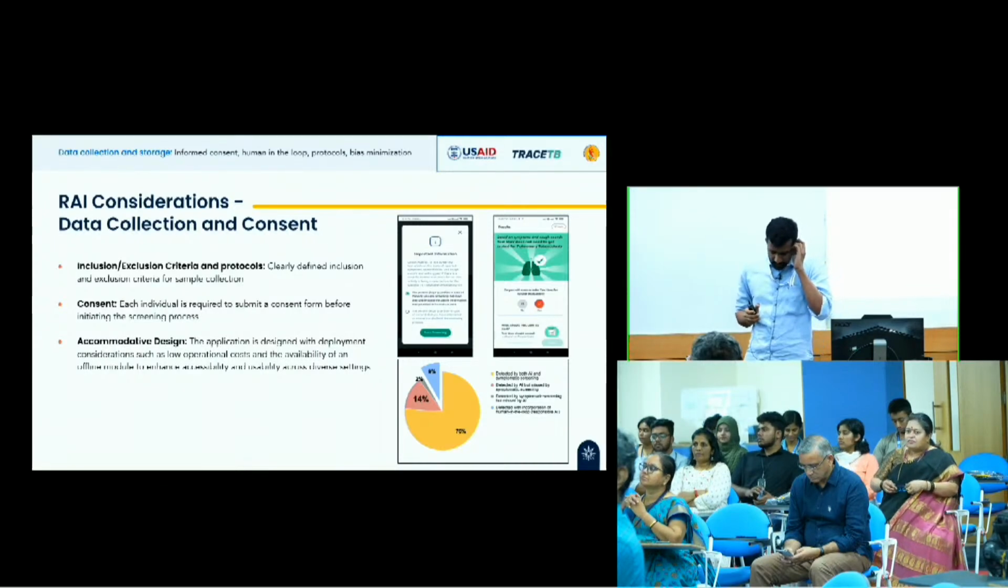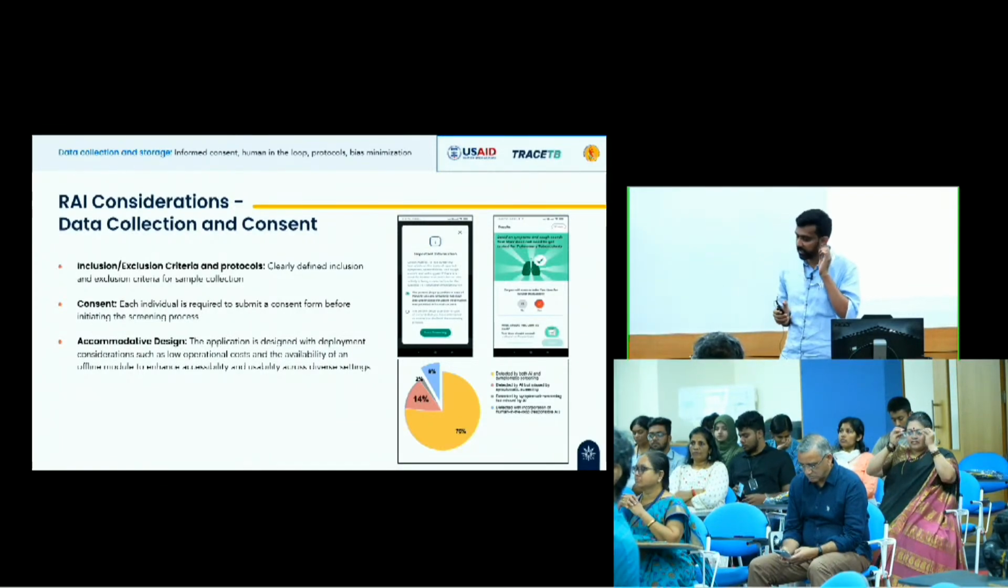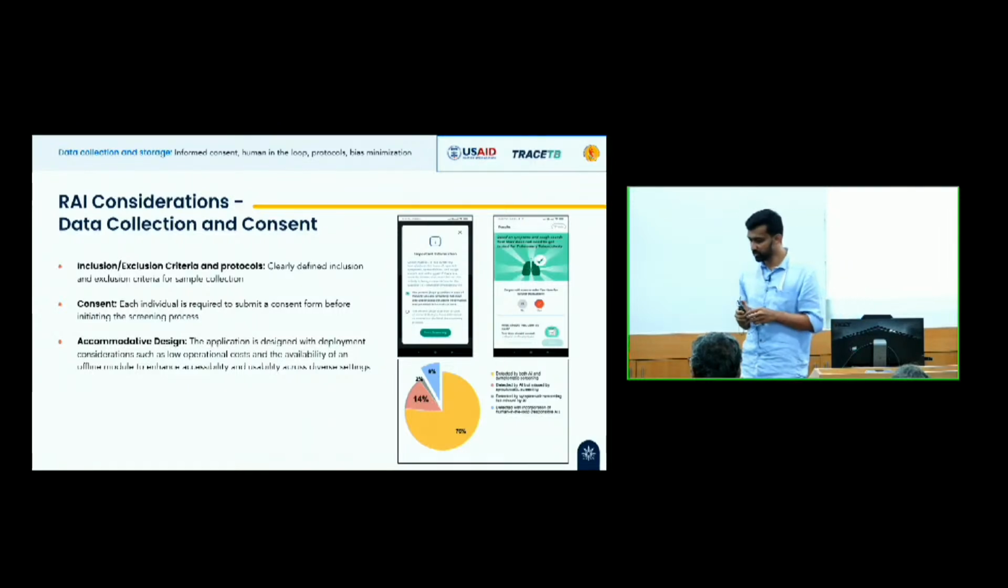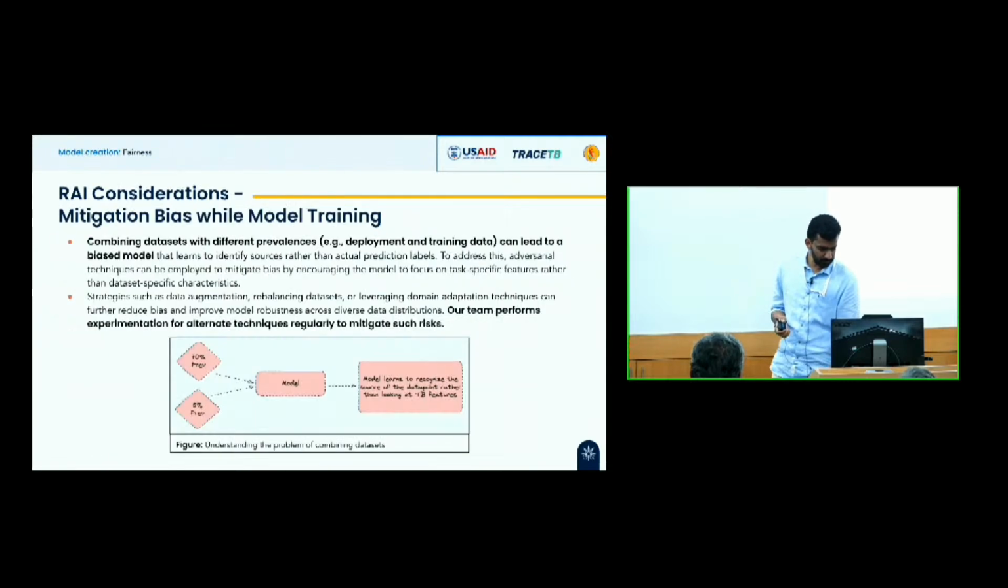So the responsible AI considerations here: one is, while collecting the data for training your model, it's necessary to have certain inclusion and exclusion criteria. What kind of samples I should collect should be clearly defined. So should I collect samples from people who are already known to be TB positive, or based on certain demographics, should I decide on including or excluding? And a consent form in the local language should be given to the subject and they should sign it. An accommodative design, which is more intuitive to the people who are using this app.